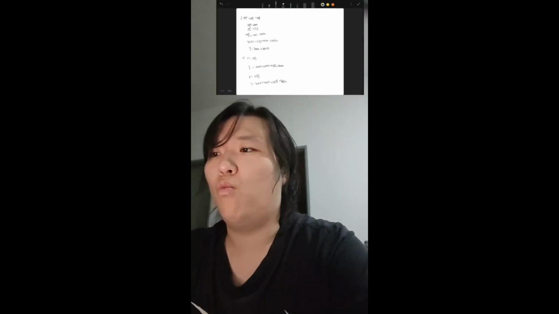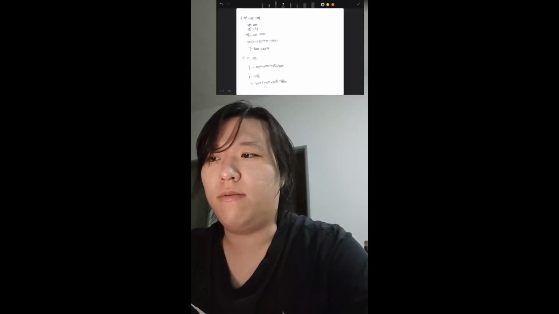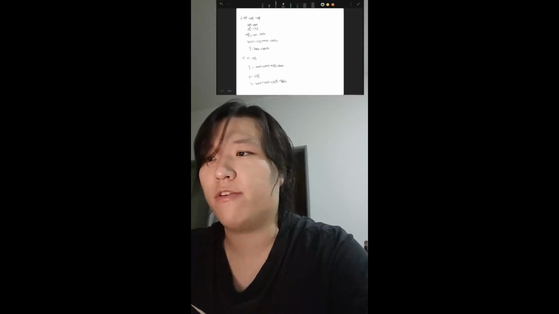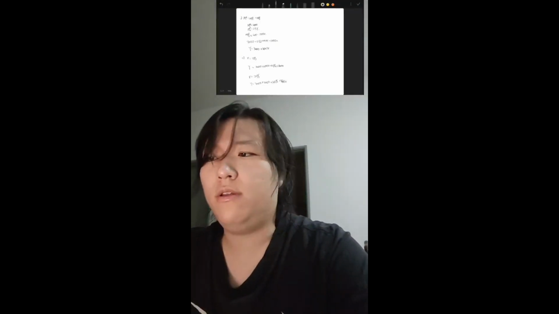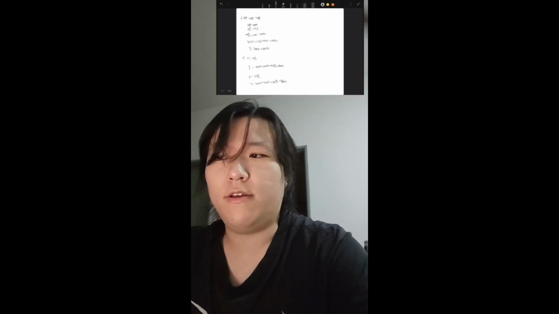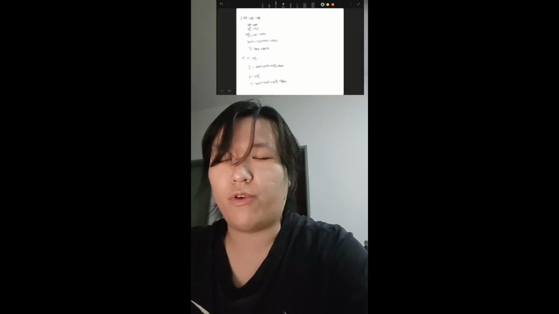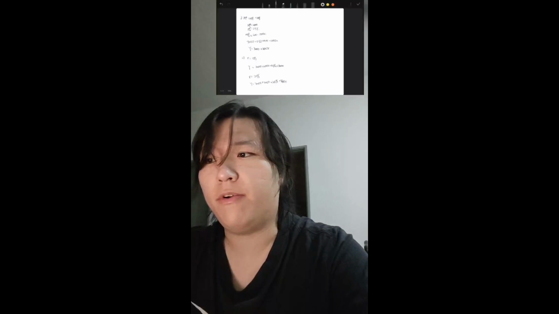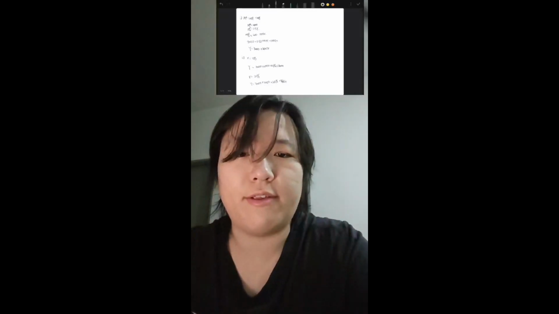The second one: when r is 10%, substitute r is 10% into the LM curve equation. We can get Y is 3,400, and when r is 20%, we can get Y is 3,600.